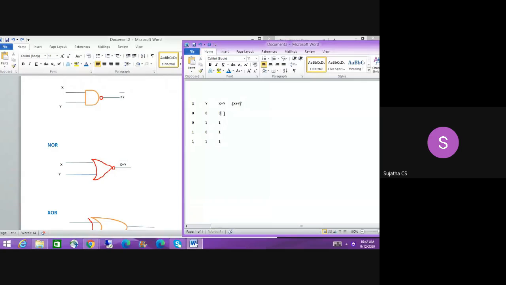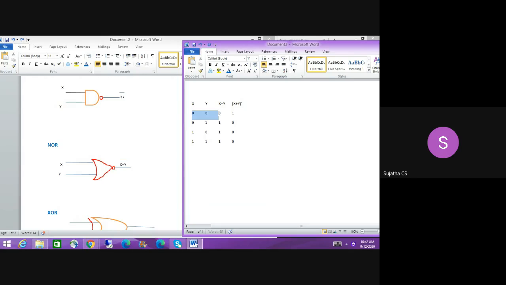So what is the value? Take a complement of this. So what you will get? Inverted, this becomes 1, then the rest of the values will become 0, right? The resultant value for this is 0, which means all the inputs should be low, then only you will get the high value, right?